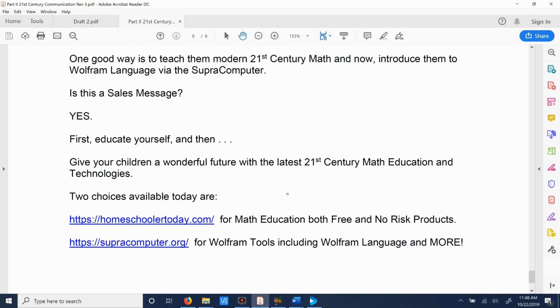And like I said, these are the two choices that are available that are already out there. If you find something better, wonderful. That's great. But you can start there. They're very, very inexpensive and risk-free, by the way. So you have nothing to risk.